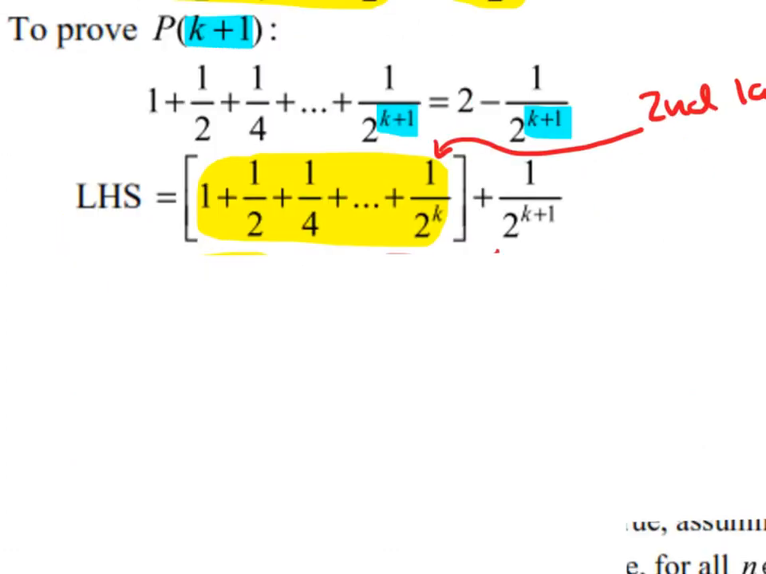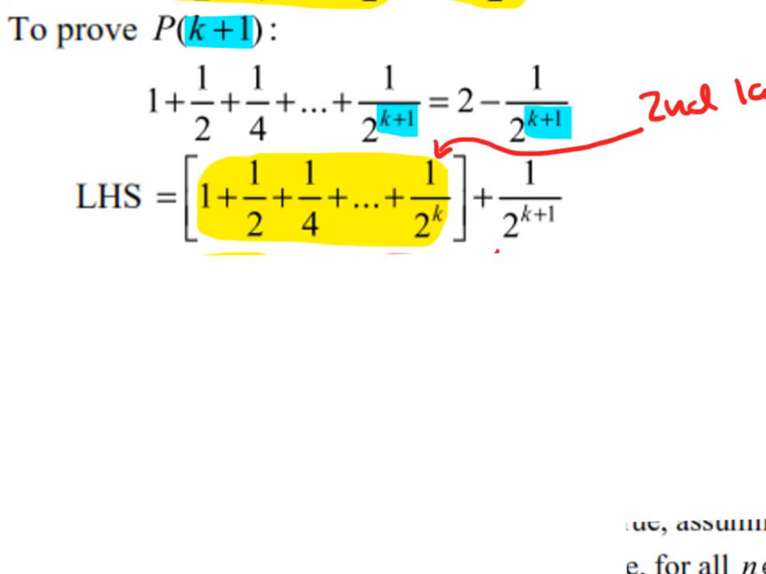Okay, so just to backtrack for a minute. We wanted to prove p of k plus 1. So we had 1 plus a half plus a quarter plus ... plus 1 over 2 to the power k plus 1 is equal to 2 minus 1 over 2 to the power k plus 1. So basically we just swapped each n for k plus 1, or you could say we swapped each k for k plus 1.